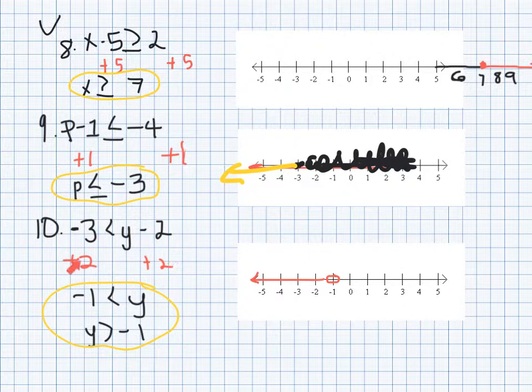We add 2 to both sides to isolate the y, and we end up with negative 1 is less than y, or I can reorder that to be y is greater than negative 1. And here's my negative 1. And I did the same thing. I got the 2. Clearly I wasn't paying close enough attention. This is the negative 1, and this is incorrect. We need to go this way.